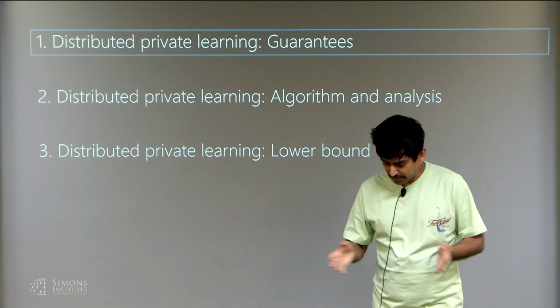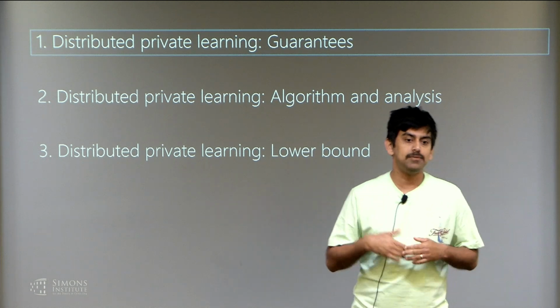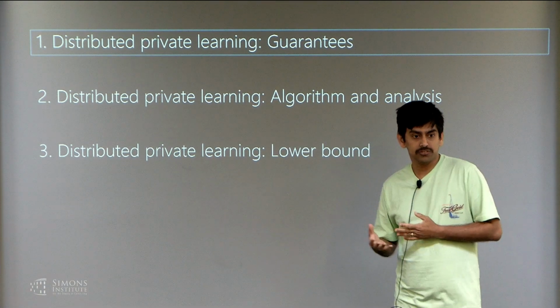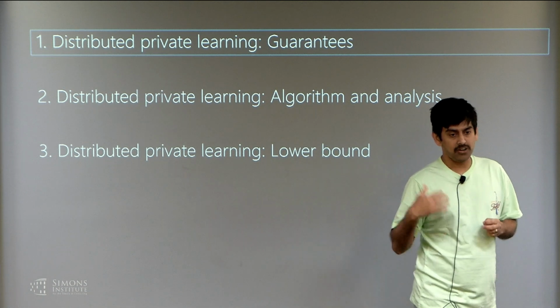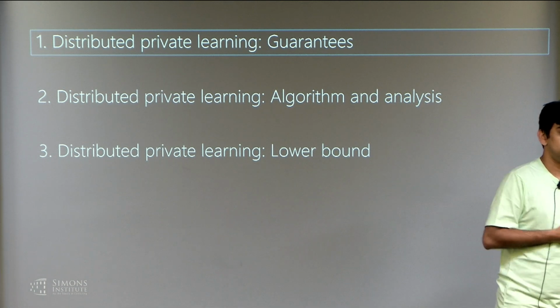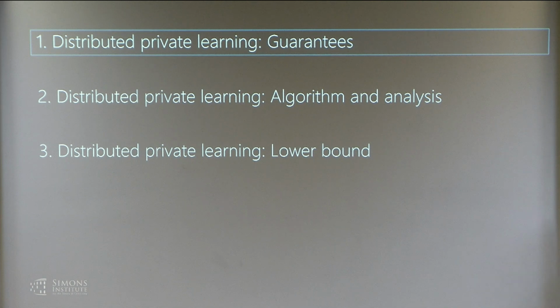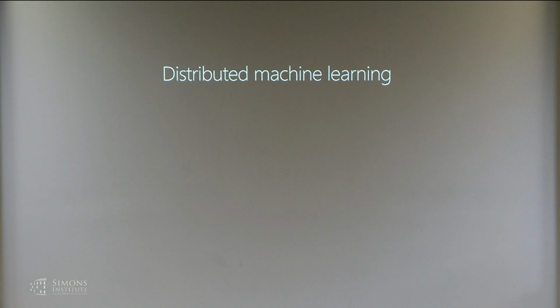So the result which I will be presenting is from 2017. There has been some work after that, which I will kind of allude to, but I will not get into the details of those results. Some of our lower bounds have been kind of superseded by newer lower bounds, which I will mention in a bit. Okay, so distributed machine learning.